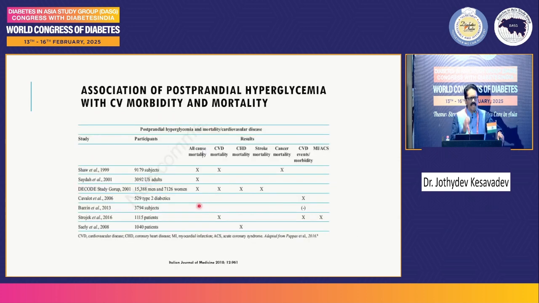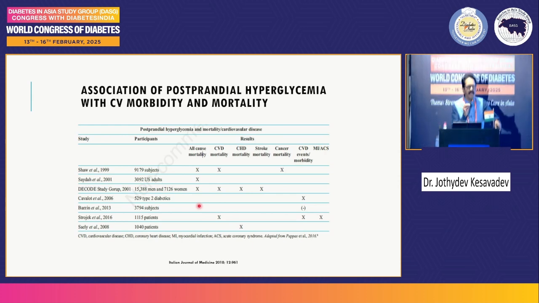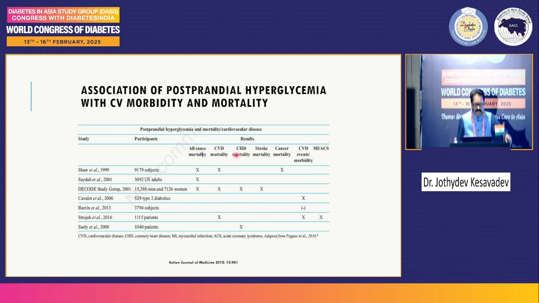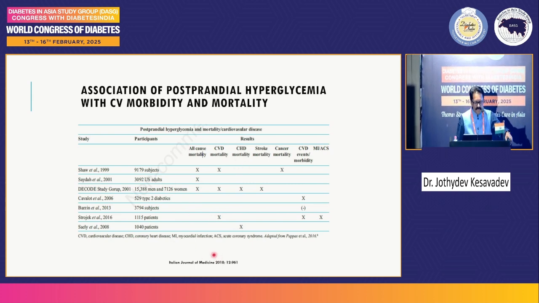This is old data which I am going to present now, but it is probably worth revising, because some of these we have probably discussed for many years. Look at the postprandial hyperglycemia and CV mortality and morbidity. I would like to focus on this cancer mortality. So common, because many of our patients are also developing cancers.